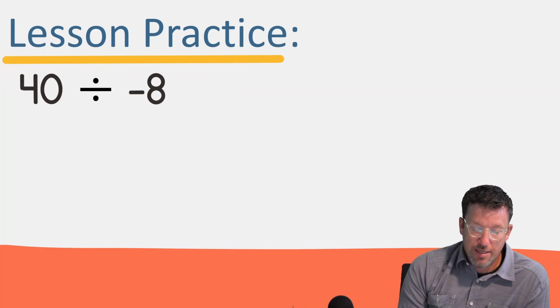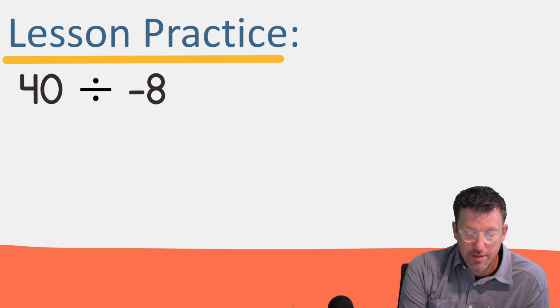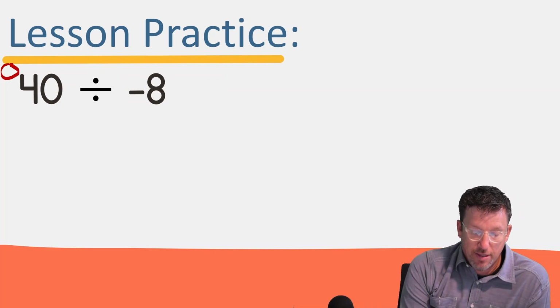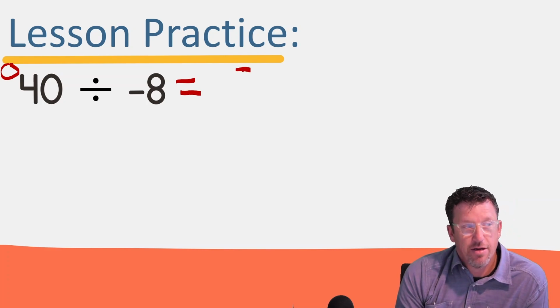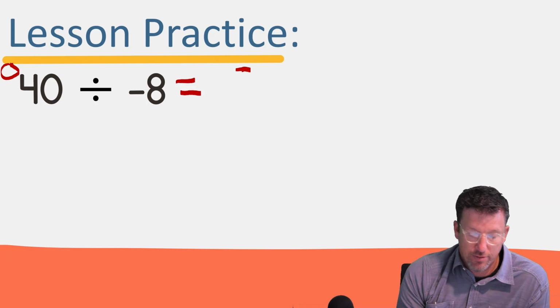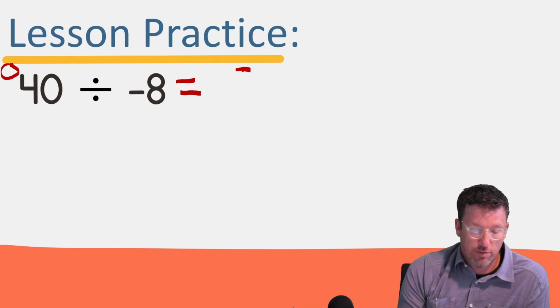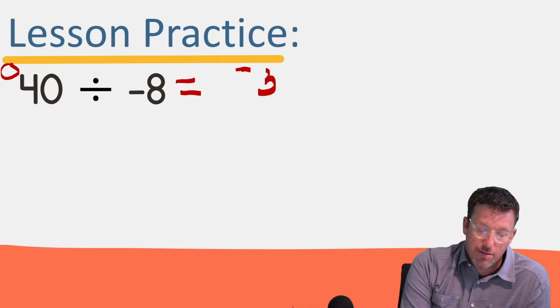Now we have 40 divided by -8. So 40 is positive, and this second number is negative. So we know our answer is going to be negative. Now we can figure it out. 40 divided into 8 groups. So you know your times tables. 8 times what equals 40? That would be 5.